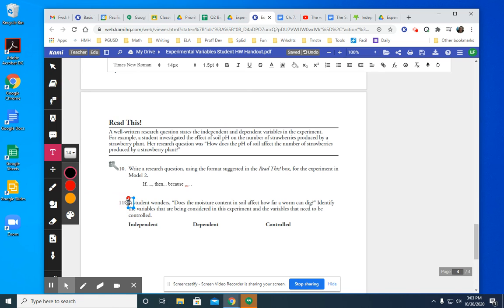Number 11 says, a student wonders, does the moisture content in soil affect how far a worm can dig? Identify the variables that are being considered in this experiment and the variables that need to be controlled. So again, the independent variables are what you're going to change, manipulate, okay? Dependent variables are what you're observing, what you're looking for, and controlled are the things you're going to keep the same.